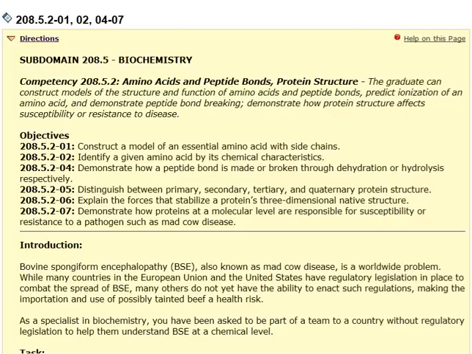Okay, so I'm going to go over the rubric and the task instructions for the amino acids, peptide bonds, and protein structure assignment within TaskStream. This is number 208.5.2-01, 02, 04 through 07, as you can see up here. This is the assignment about amino acids and protein structure and BSE, the bovine spongiform encephalopathy.